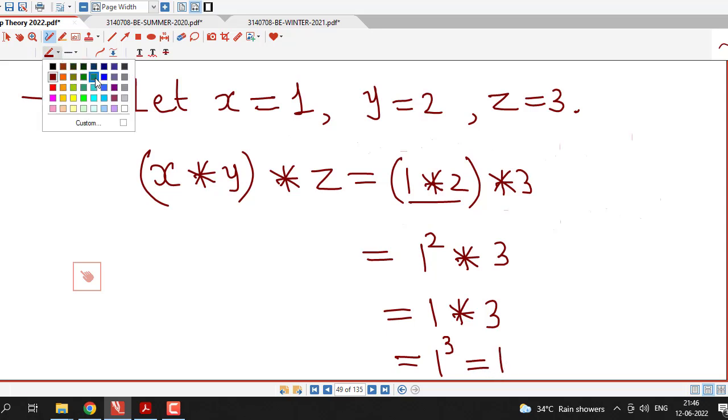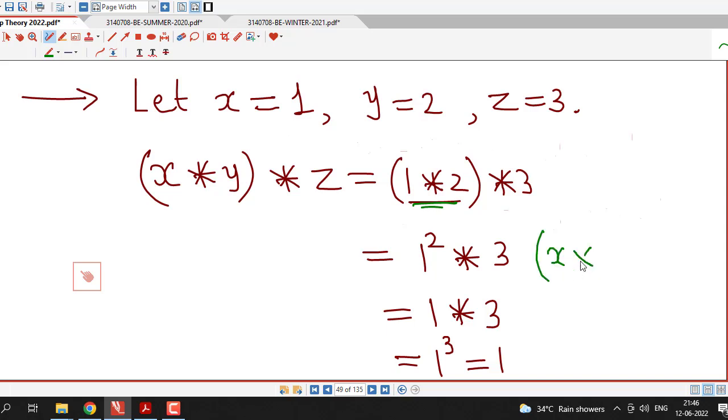So here we are using the definition of the given operation. We are given that x star y is x to the power y. So here x is 1, y is 2, so we take 1 raised to 2, and the square of 1 is 1. Again we are using that definition here also: 1 star 3 is equal to 1 raised to 3, which is 1.